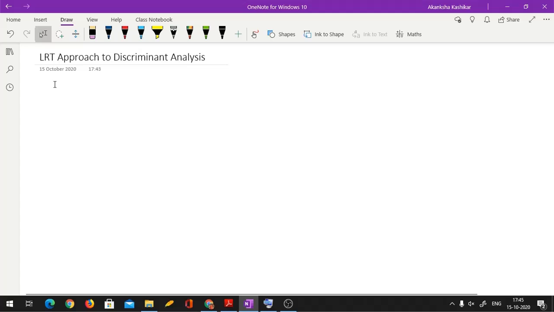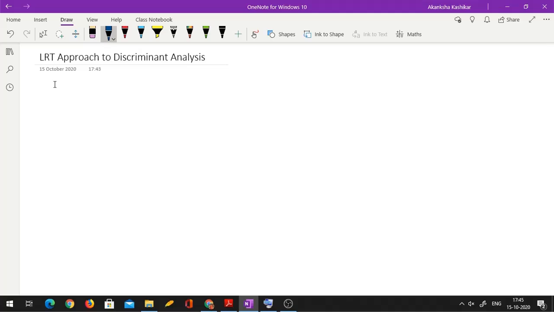Hello everyone. We have already started the basics of discriminant analysis. We have seen what the Mahalanobis distance function is, what Fisher's discriminant function is, and we have developed a rule based on that. Today we will see the likelihood ratio approach to discriminant analysis. If you remember, what is the likelihood ratio?